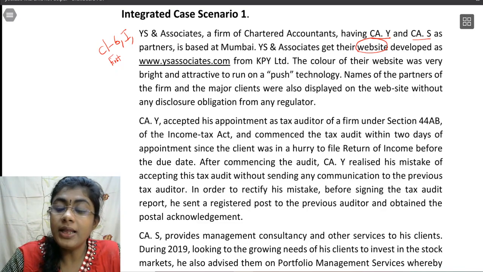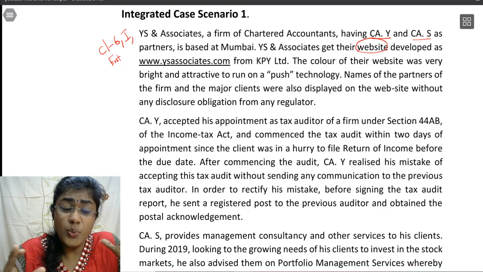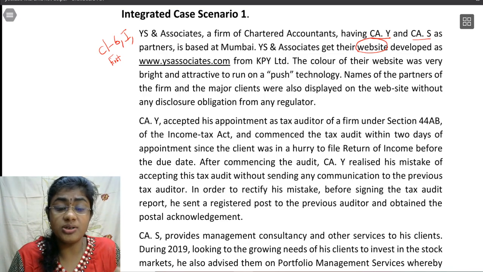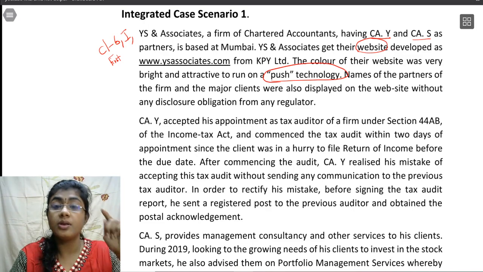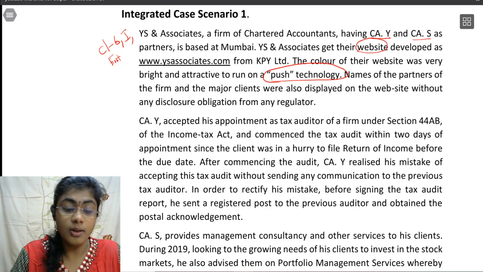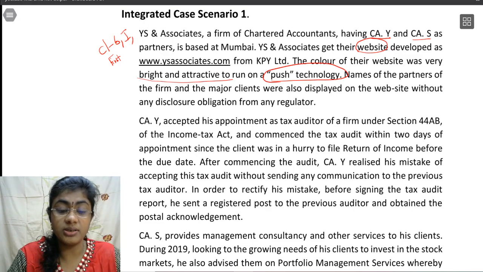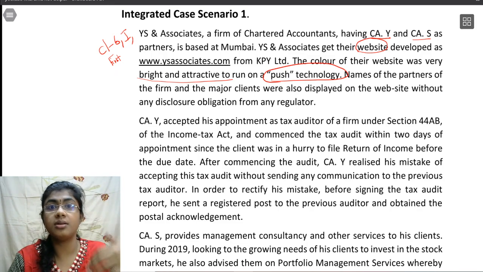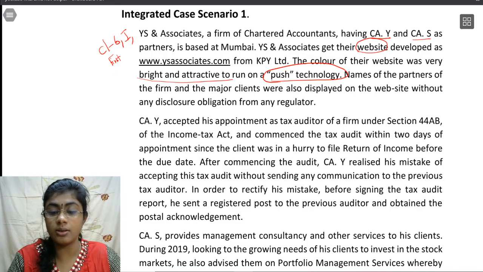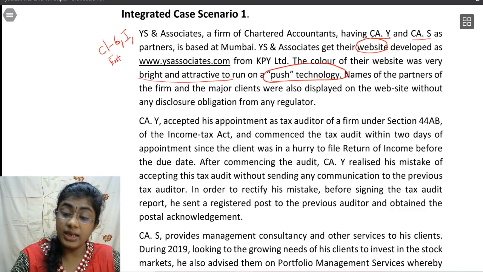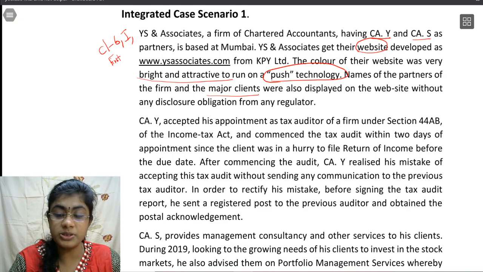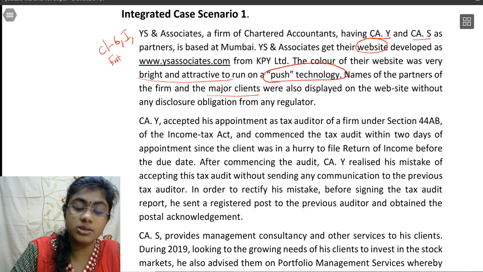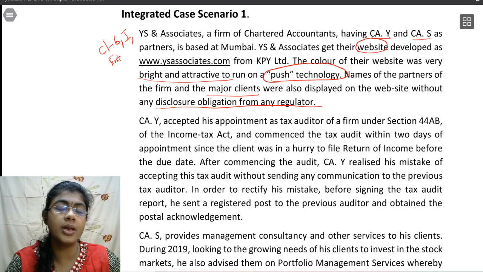Okay. The color of their website was very bright and attractive, and it ran on a push technology. So the website was very bright and attractive and they run on a push technology. The names of the partners of the firm and major clients were also displayed on the website without any disclosure obligation from any regulator.